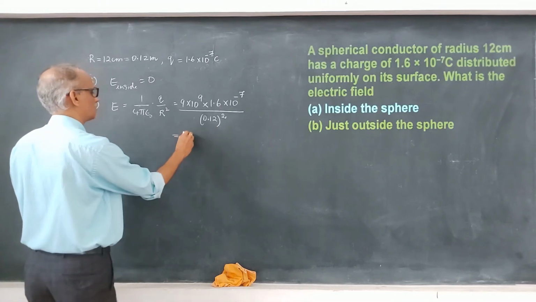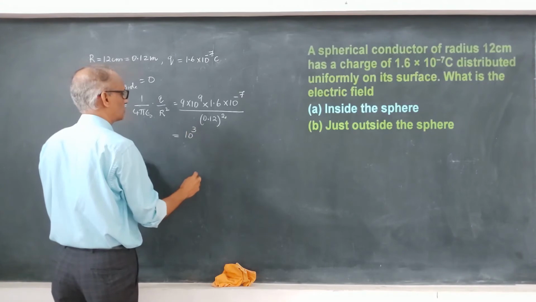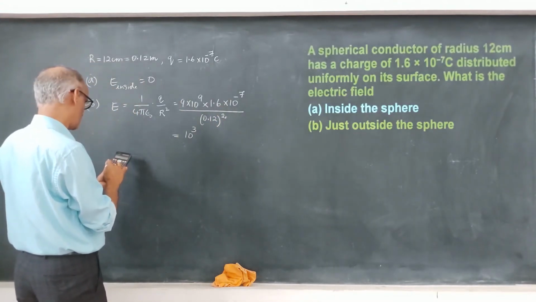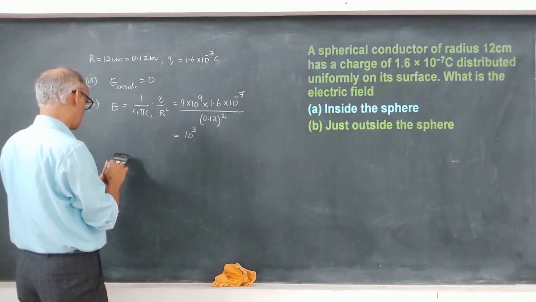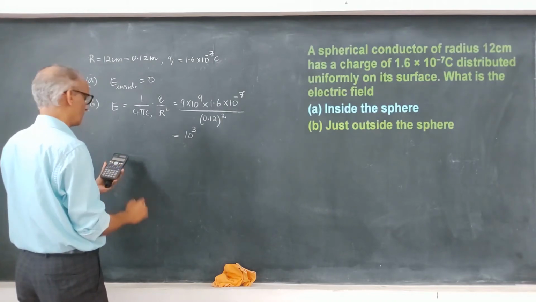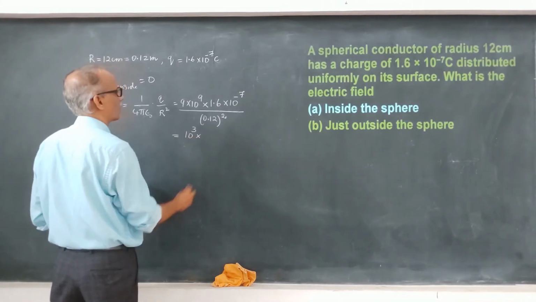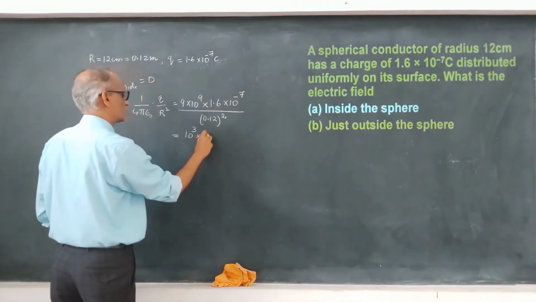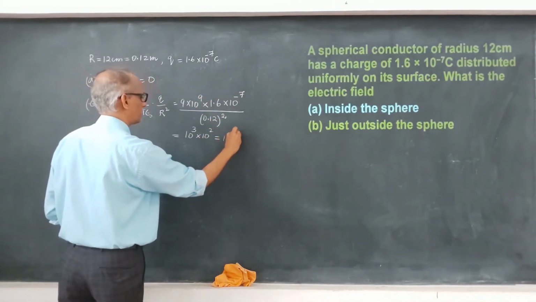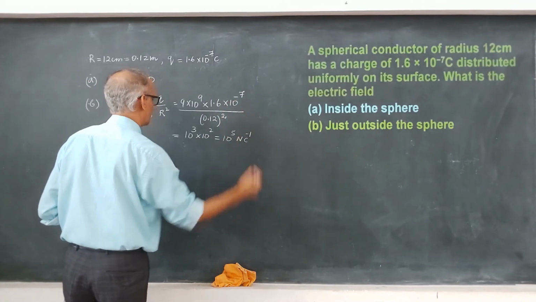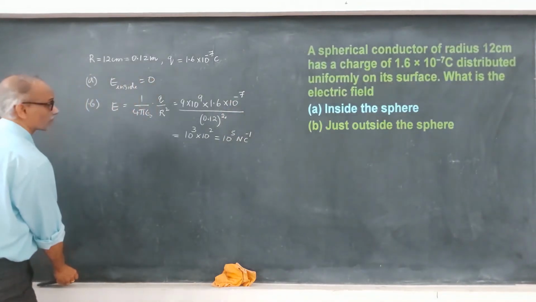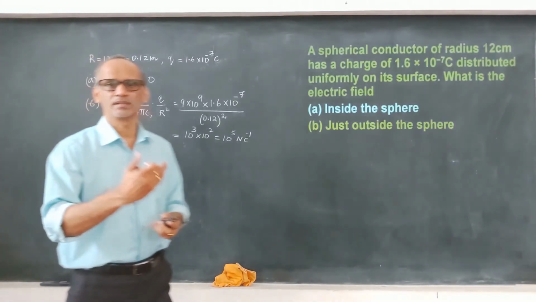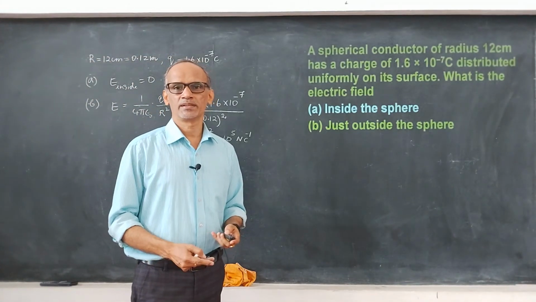So, that becomes 10 to the power 3, that is 1000, what we get. Let me check again. So, 9 into 1.6 divided by 0.12 divided by 0.12. Yes, so that is 10 to the power 3 into, so here we have power plus 9 and minus 7 is plus 2, so 10 to the power 2. So, you will get 10 to the power 5 Newton per coulomb. Now, that is the value of the electric field just outside the sphere, or in simple words, just outside means on the surface, that is the second formula that is to be used.